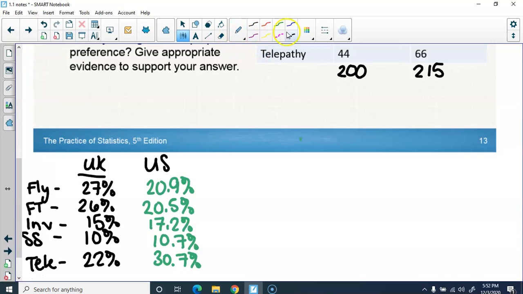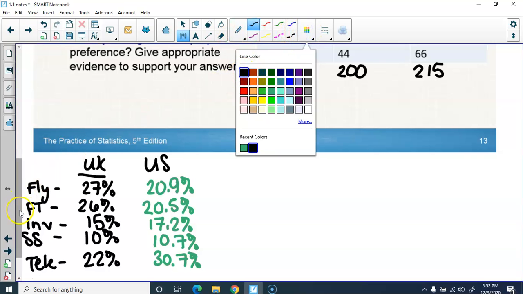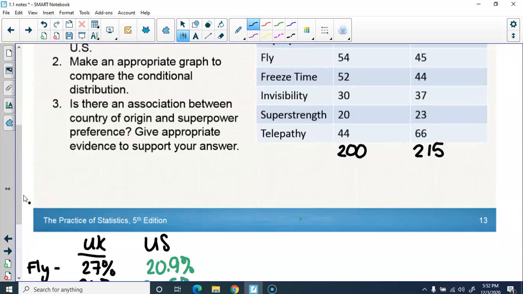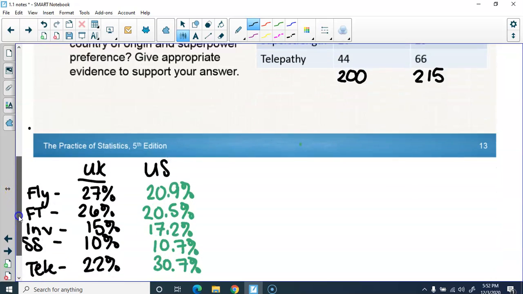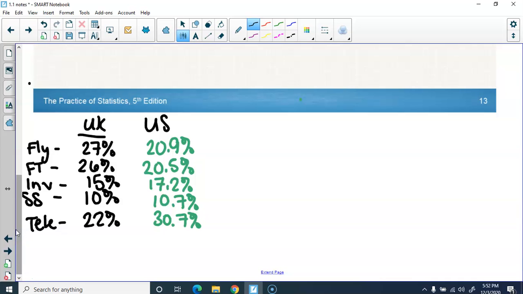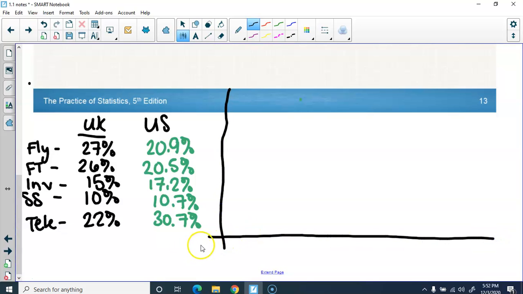Now if we look at the next question, make an appropriate graph to compare the conditional distributions. The first example walked us through how to do the segmented bar graph, so let's now do the side-by-side bar graph. Oh my goodness, again with my wobbly lines. We're going to have all of our categories down here: flying, freeze time, invisibility, super strength, and telepathy. And then we're going to have our percent axis: 10, 20, 30.